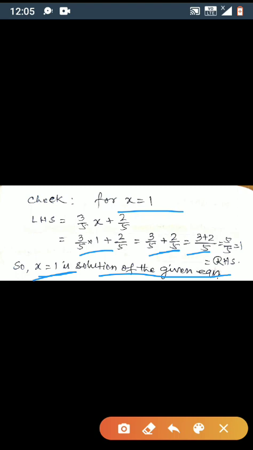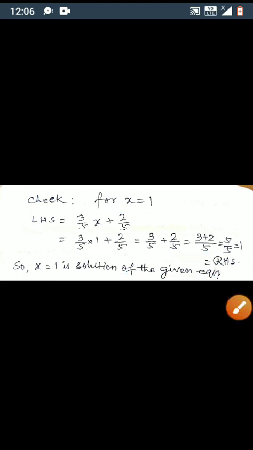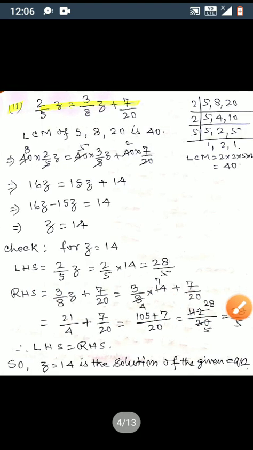Now check question number 8. For x = 1, LHS = 3 by 5x + 2 by 5. It can be written as 3 by 5 times the value of x = 1, plus 2 by 5. It can be written as 3 by 5 + 2 by 5 = 3 + 2 by 5 = 5 by 5 = 1 = RHS. So x = 1 is the solution of the given equation.